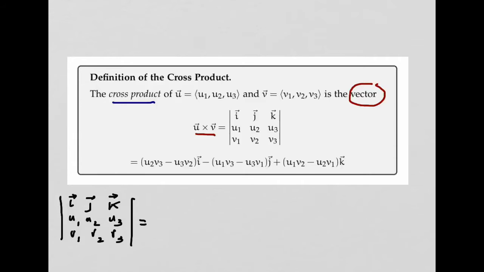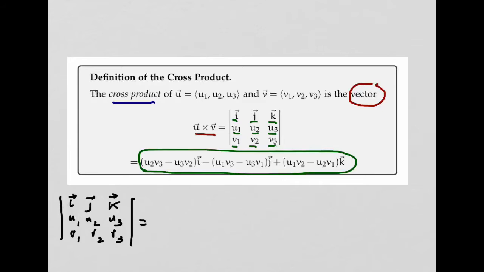The first row of our determinant are the vectors i, j, k. The second row are the components of the first vector u. These are u1, u2, u3. And the third row of our determinant are the components of vector v, the second vector. These are v1, v2, v3. And when we compute the determinant, we wind up with this vector, which is the cross product u cross v.